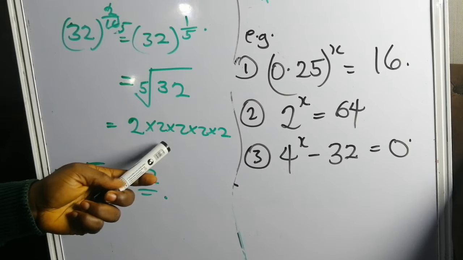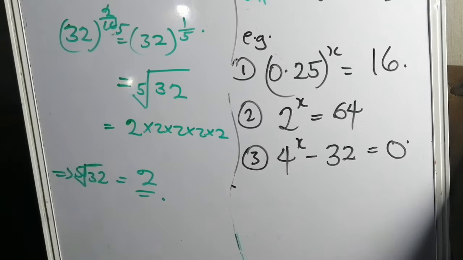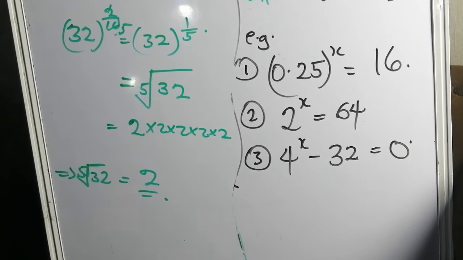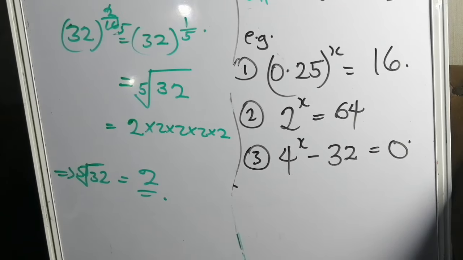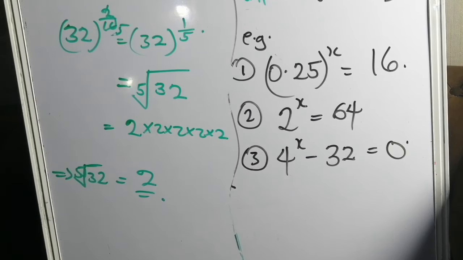It means 2 times 2 is 4, 4 times 2 is 8, 8 times 2 is 16, 16 times 2 is 32. So it means the answer is 2. It's as simple as that. Very, very straightforward. So that is all about decimal basis and power.